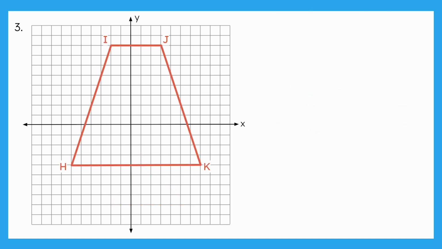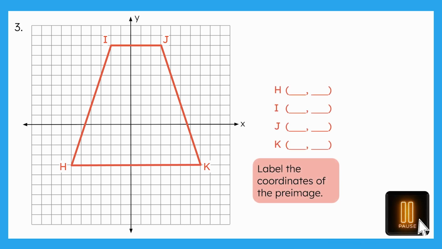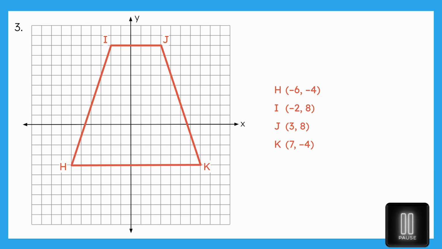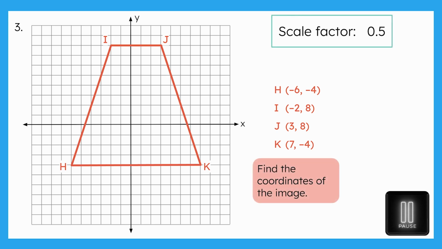Here's a new example. This time, we don't have the coordinates of the pre-image, so we need to label them ourselves. Pause while you do that. Here are the coordinates for each point in the pre-image. Point H is at -6, -4. Point I is at -2, 8. Point J is at 3, 8. And point K is at 7, -4. Now that we have the pre-image coordinates, pause while you find the coordinates of the image after applying a scale factor of 0.5.